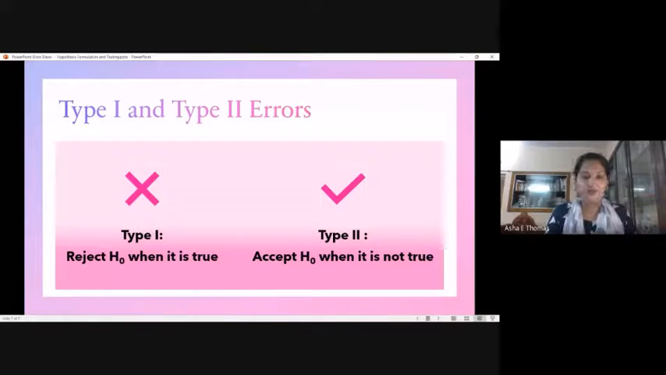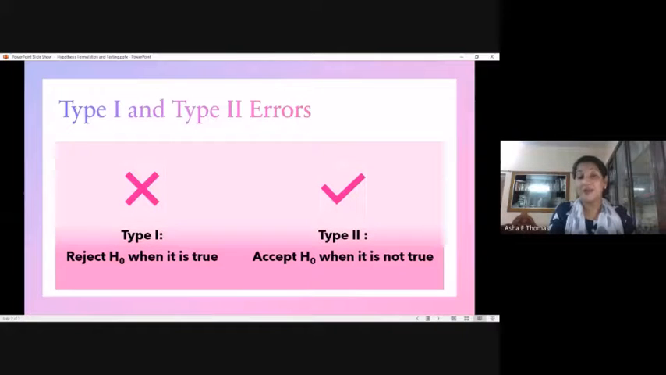That is, in our previous example, there was a difference between the hypothesized mean and the sample mean, but I accepted it knowingly or unknowingly. That will be called a type 2 error. I repeat, rejecting the hypothesis when it is true is called a type 1 error. And accepting the null hypothesis when it is not true is called a type 2 error. So these are the two types of errors that can happen when we are conducting testing of hypothesis.